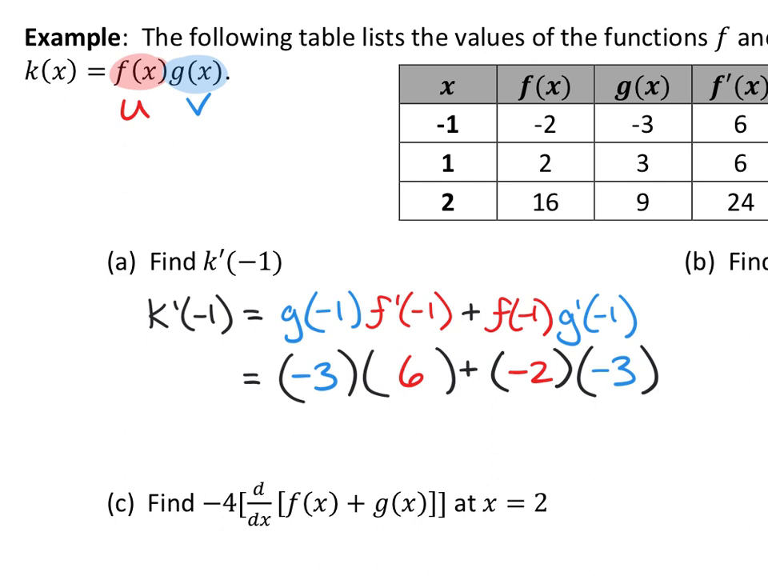Well, now it's all numbers. No, I'm not writing an equation anymore. I'm just getting a value for K prime of negative 1, which is using the product rule. Negative 3 times 6 is negative 18. Negative 2 times negative 3 is positive 6. So we should get negative 12.